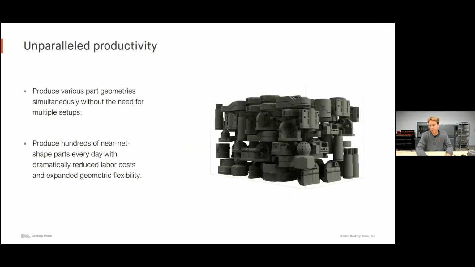So this system is really giving you this extreme increase in productivity. We're now able to produce tons of various different part geometries simultaneously without the need for multiple setups, without the need for different fixturing, without the need for operator burden. If you look on the right, you can see all these different parts we're able to incorporate into one shop build. This can print overnight. They're ready to go into the furnace the next day.